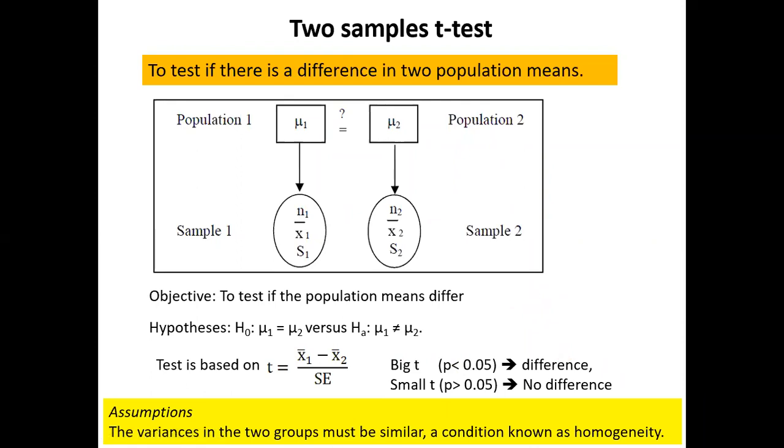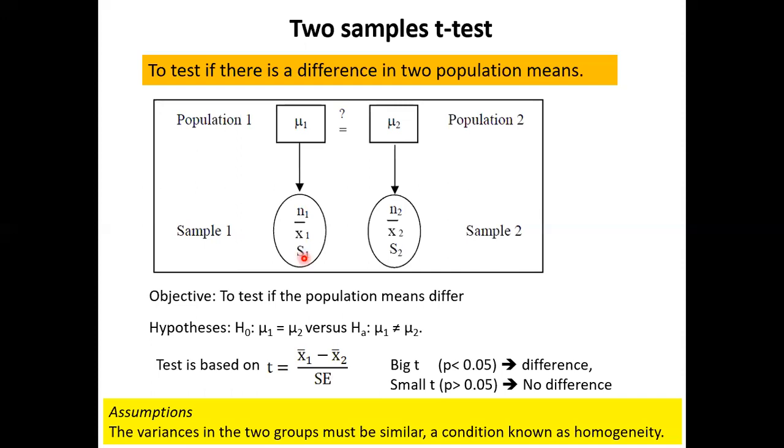Now, there's an important assumption here. The variances in the two groups must be similar, right? So what's variance? The square of the standard deviation is the variance. If S1 is, let's say, 3, so what's the variance?